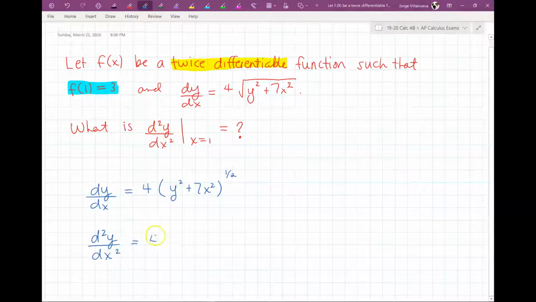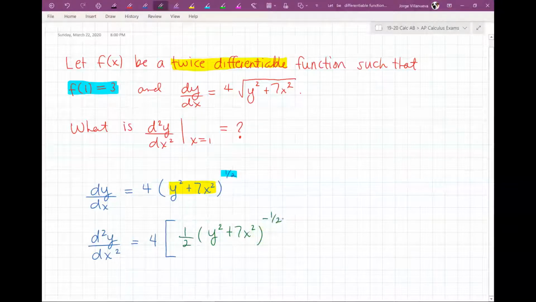So the 4 is just a constant that multiplies the function. So I'm just going to use the constant multiple rule. That means I pull it out. Now I'm going to have to take the derivative of y squared plus 7x squared to the half power. Now you'll notice this is a chain rule because there's an inside portion with a power on the outside. So I'm going to have to do this using a chain rule. So we bring down the power first. That's a 1/2. Then rewrite what's inside, y squared plus 7x squared to the negative half.